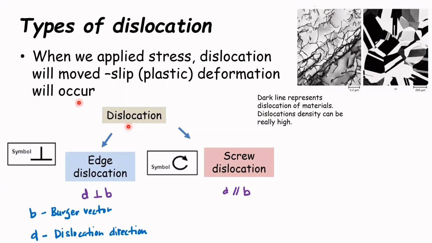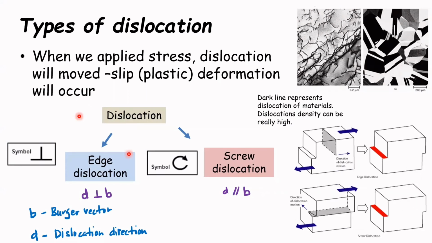First, we have edge dislocation and screw dislocation. Edge dislocation is a dislocation where the dislocation direction is perpendicular to the Burgers vector, and screw dislocation is where the dislocation direction is parallel to the Burgers vector.